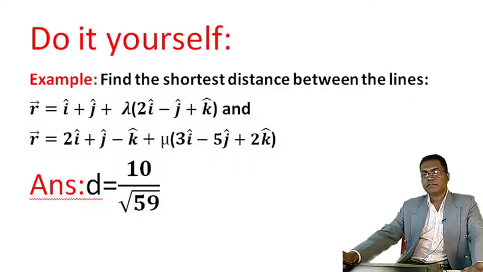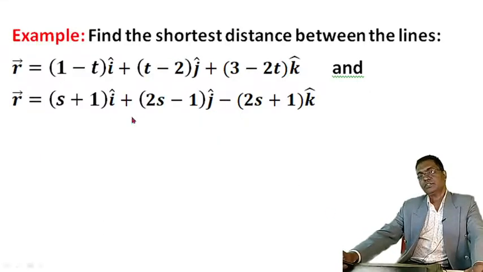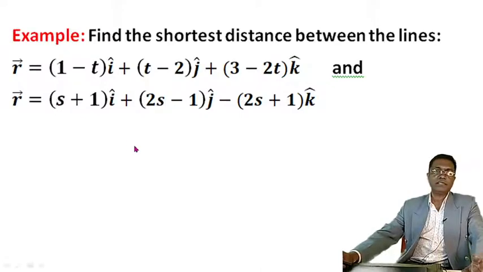So one more special example. I will just introduce it and leave it to you. Find the shortest distance between the lines. Vector r is equal to (1 minus t) i cap plus (t minus 2) j cap plus (3 minus 2t) k cap, and here in terms of the parameter s: (s plus 1) i cap, (2s minus 1) j cap, minus (2s plus 1) k cap. Here instead of lambda and mu, t and s are given. So t and s are constants like lambda and mu.